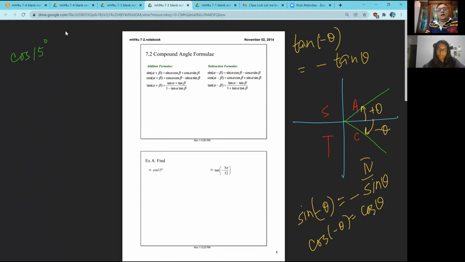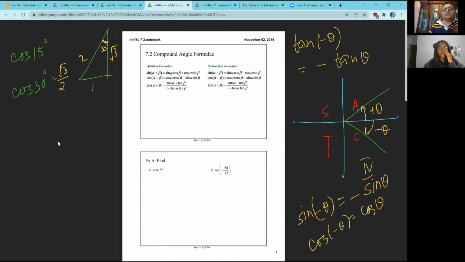What is cos of 30 degrees? You know the exact value, right? If you make your special triangle, whose sides are 1, 2, and square root of 3, and this angle right there is 30 degrees, then cos of 30 degrees is square root 3 over 2. So knowing cos of 30 degrees, you can find cos of 15 degrees if you use the half angle formula. But there is an easier way to go about it.